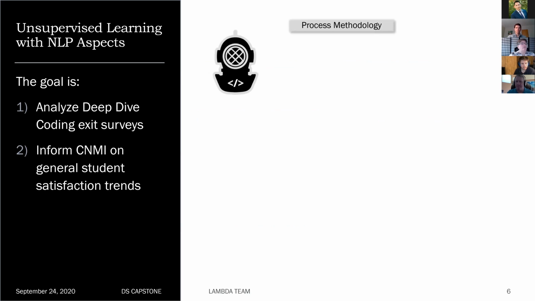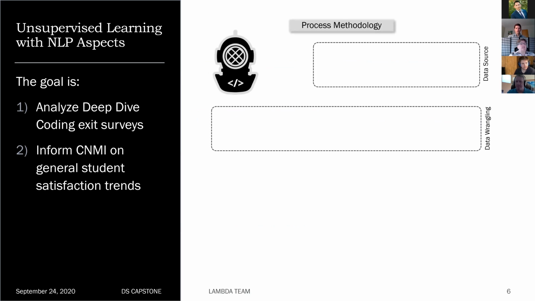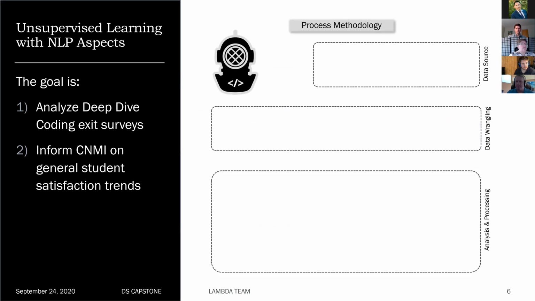Let's review our overall process methodology. From a high level, we obtain data from a data source. We wrangle the data to prep it for processing and analysis. Then we perform our analysis using different methodologies that we learned. Our data involves 299 responses to exit survey questions given to C&MI students from the years 2014 through 2020.